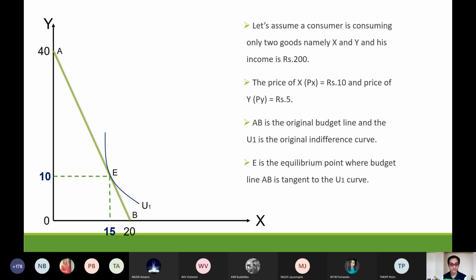If you know. Yes. 40, exactly. And for X, 20. How did you get it? How did you get 20 and 40? Income divided by Px and Py. Exactly. Very good.